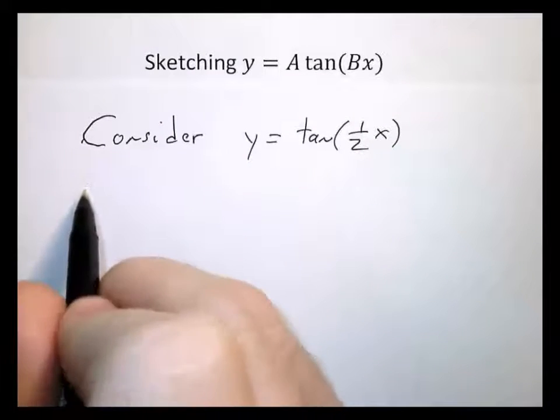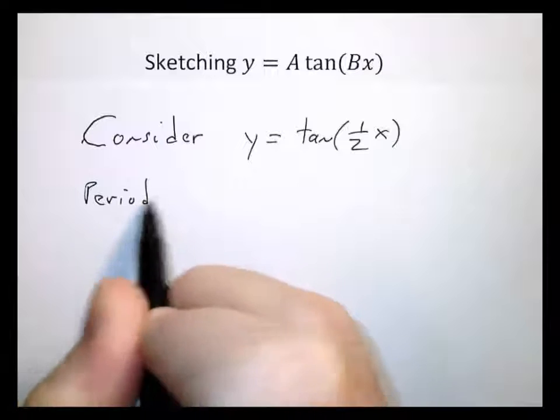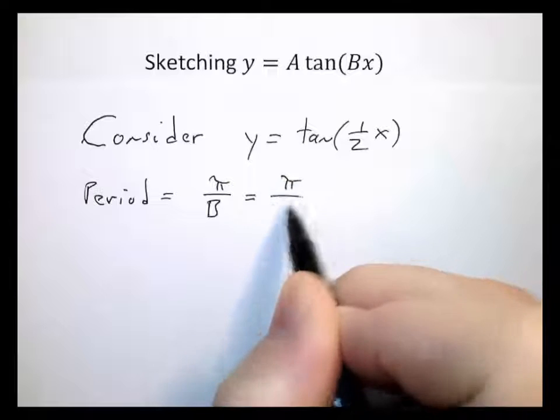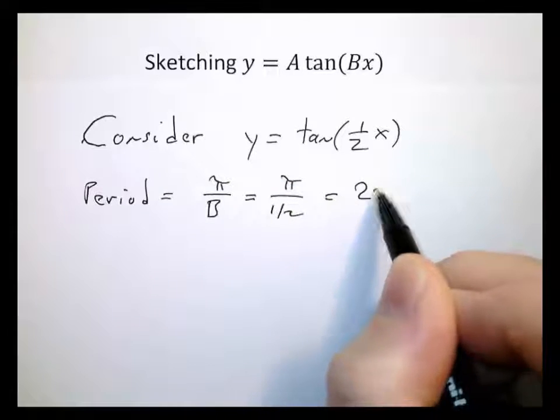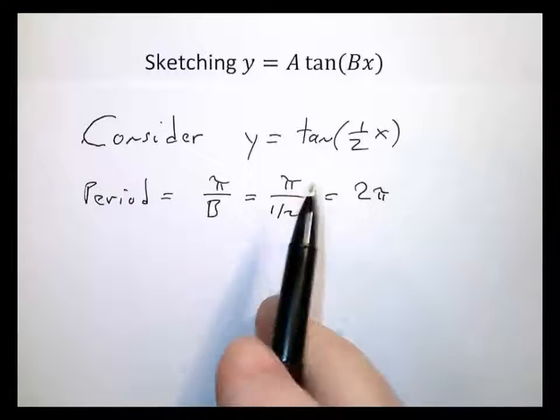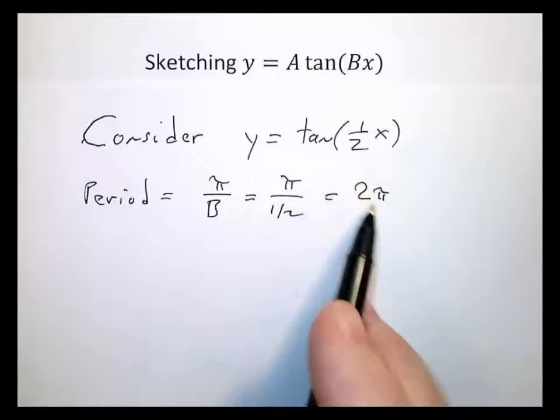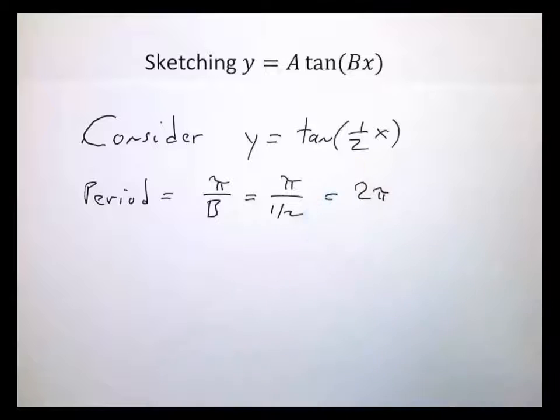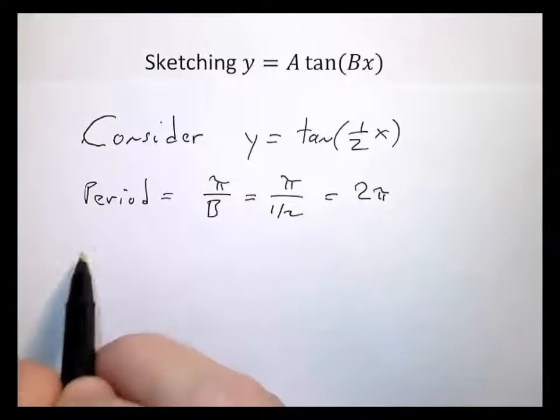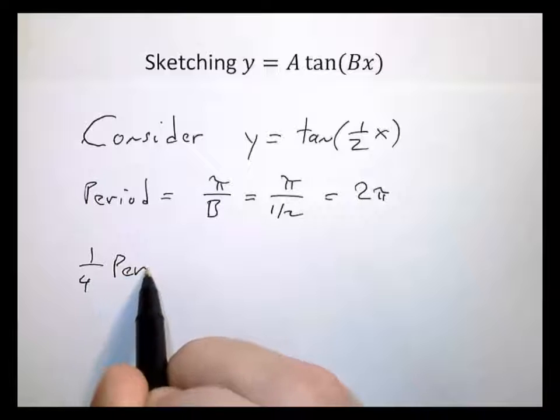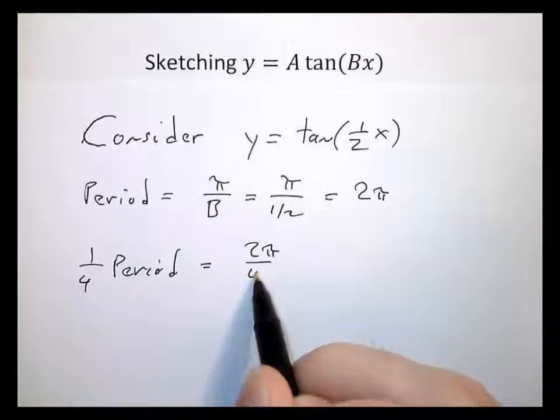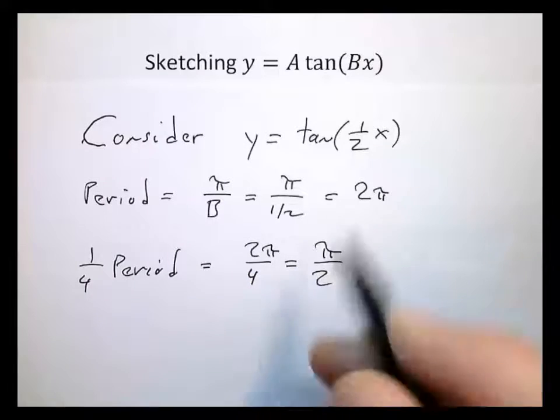In general, my period is going to be pi over b here. So I have pi over 1/2 is 2 pi. You might notice that the period of tangent was pi, and the period of tangent of a half x is 2 pi. Essentially my x values have to be twice as large to compensate for the 1/2 here. And then 1/4 of my period should be 2 pi over 4, which is pi over 2.